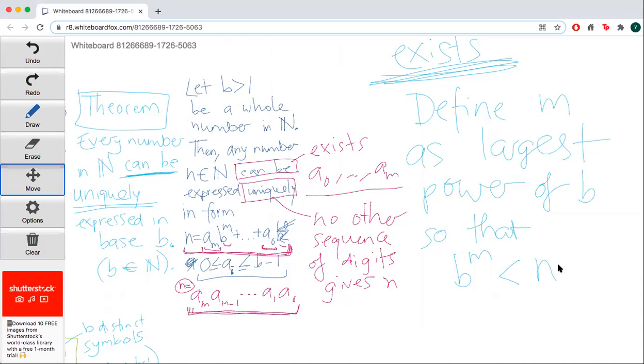So in the case of 102 in base 10, well, the largest power of 10 that fits into that number is 2. So only 100 is less than 102. And so that immediately tells me that there are going to be 3 digits, A0, A1, and A2.